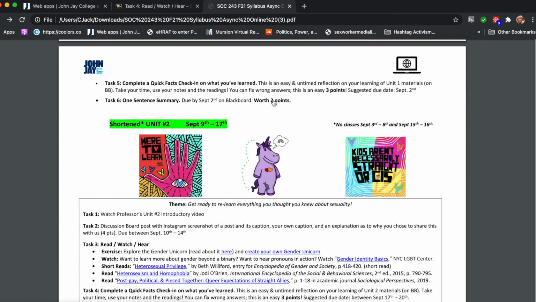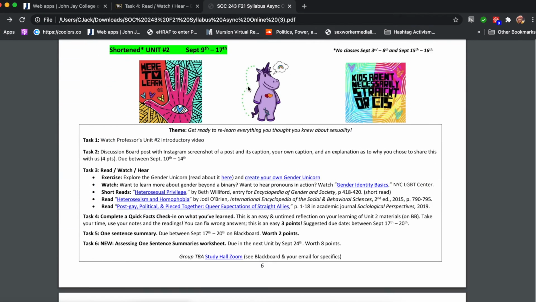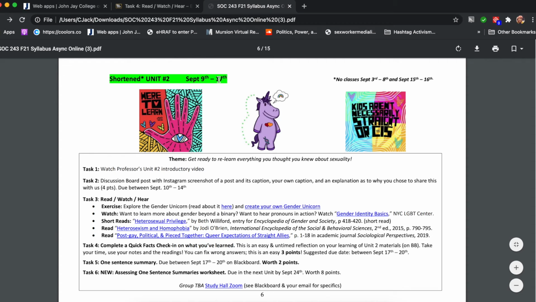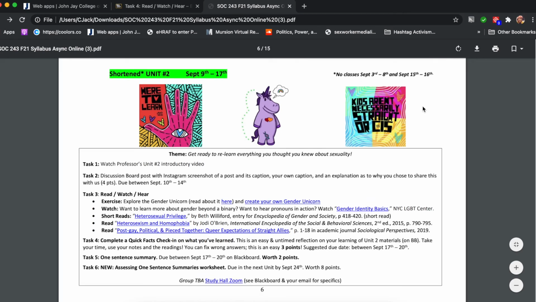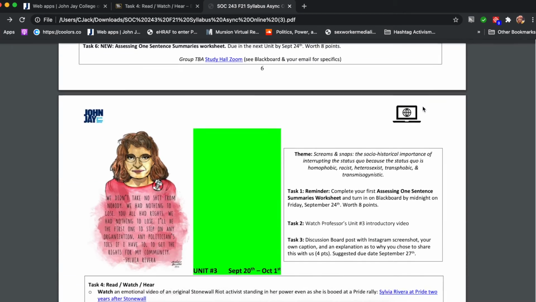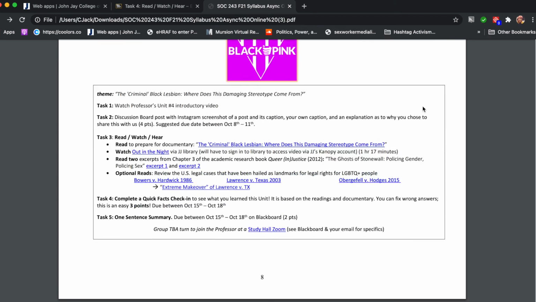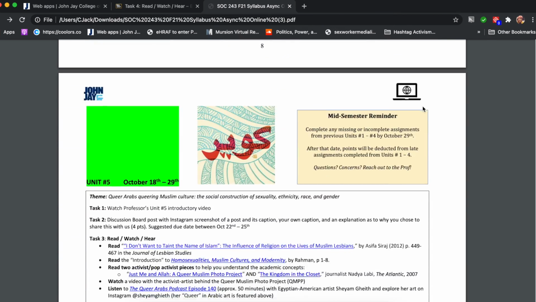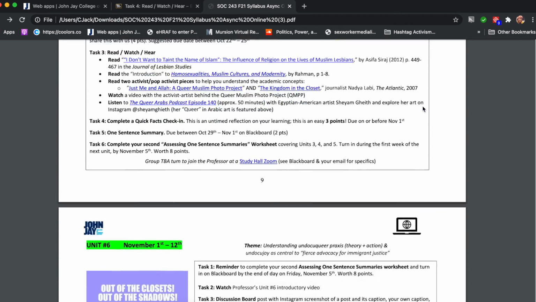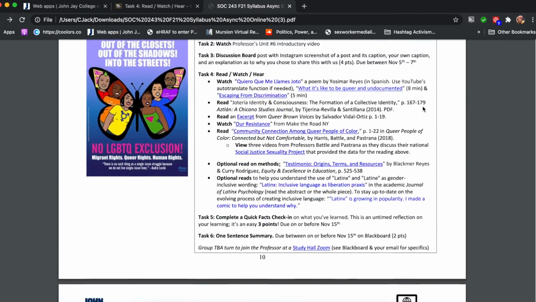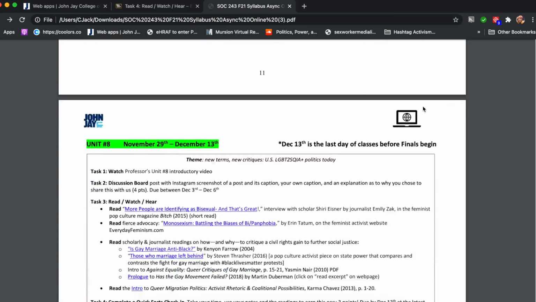As you continue scrolling, you'll see the additional units. Unit 2 takes us from September 9th through September 17th, but it's a little bit shorter in terms of readings and expectations because there are so many times when classes technically aren't being held. So you can scroll through, get an idea for the topics, and get an idea for how much work is included for each approximately two-week unit.